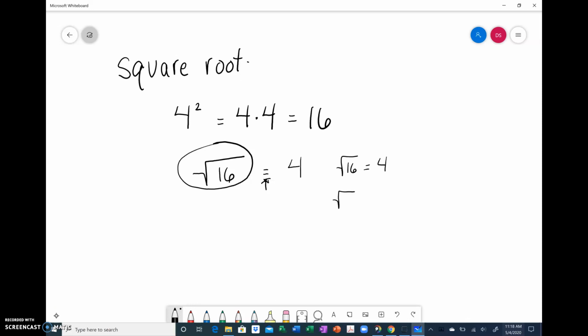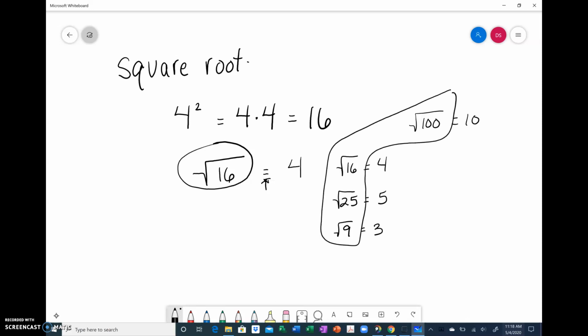I could ask you, what is the square root of 25? And you would say 5. What is the square root of 9? 3. What is the square root of 100? 10. Okay? All of these are called perfect squares because when you multiply a number to itself, you get these perfect squares under the radical sign.